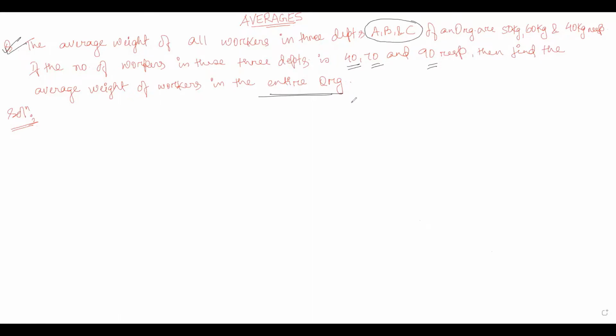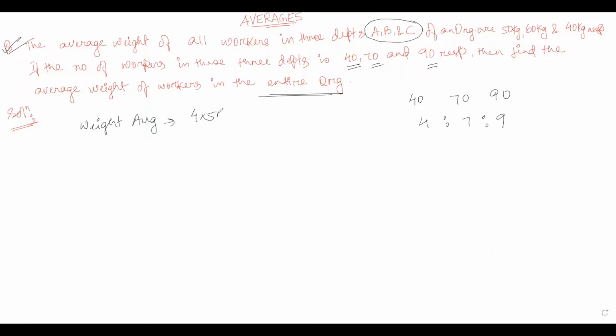So we can see that this is simply a case of weighted average. So we can directly apply the formula of weighted average. Also, in case of weighted average, instead of taking the actual quantity, we can take the ratios of these quantities. So in this case, the ratio of 40, 70, and 90 would be simply 4:7:9.